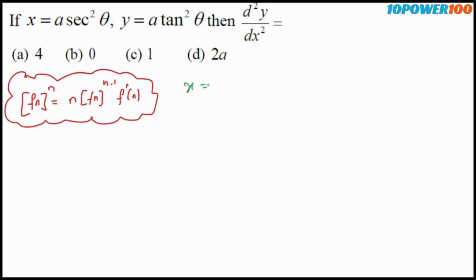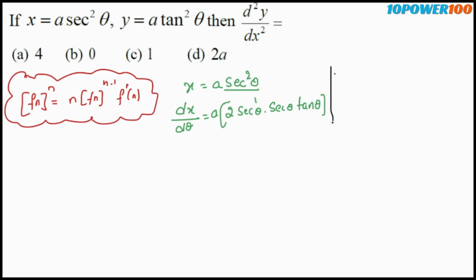So x is given, x is equal to a secant square theta. Now if we differentiate with respect to theta, then it becomes dx by d theta is equal to a, a constant term. Now secant square theta, it becomes n is 2 into secant theta to the power 1, and secant theta differentiation is secant theta into tan theta. This is dx by d theta.